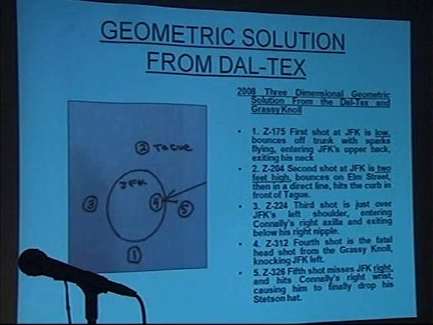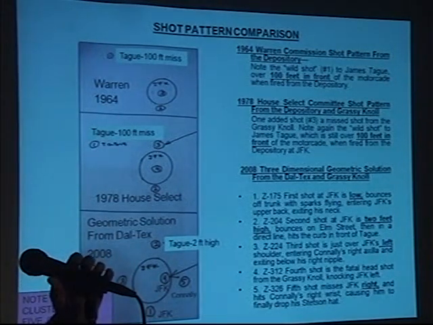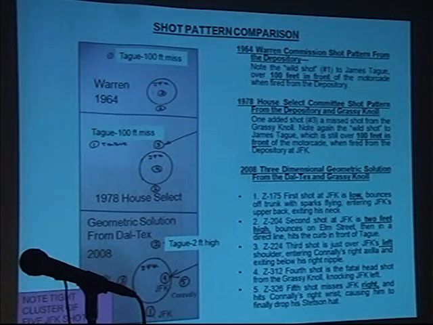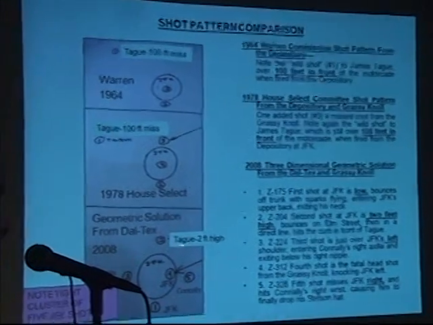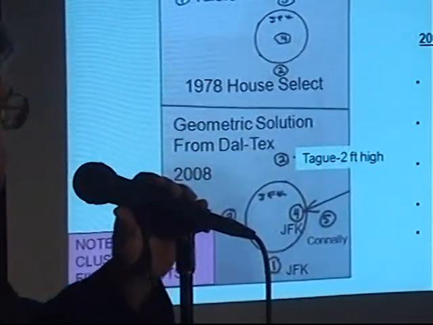Next slide. I know you can have a lot of questions, but I will try to hold them till the end, and I'll try to explain some of the controversy. So these are the 3 shot comparisons: the Warren Commission, the 78 House Select Committee, and then the solution we're going to go through right now. You see all the shots really are clustered quite closely together. Next slide.